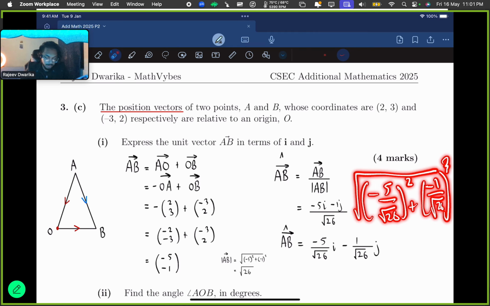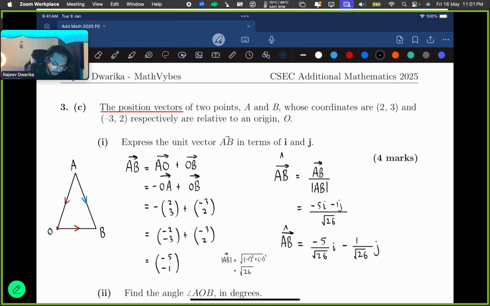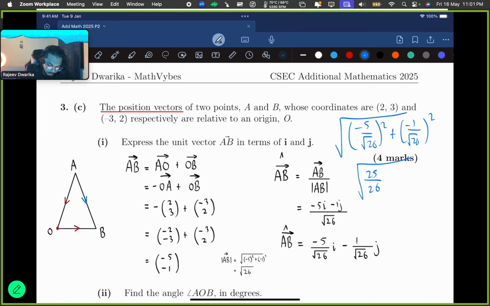Yes. Now you didn't need a calculator to do that, and I can show you that for a fact. Minus 5 over root 26 squared plus minus 1 over root 26 squared. Anytime you have a quotient and you're squaring it, the top gets squared and the denominator gets squared. So you end up with minus 5 squared, which is 25, and the bottom is 26. Then minus 1 squared is 1, and root 26 squared is 26. So you have the same denominator.